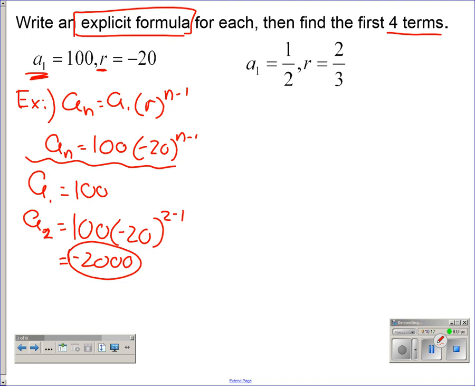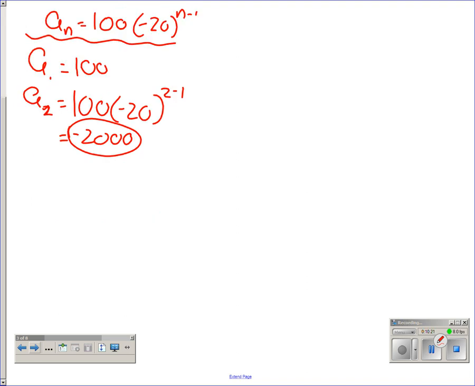Okay. So our second term is negative 2,000. If I want to do my third term, again, I can just plug it into the formula. A sub 3 equals 100 times negative 20 to the 3 minus 1. And really what that's doing is raising it to the second power, which is saying do 100 times negative 20 and then times negative 20 again, because that's what it means to be squared.